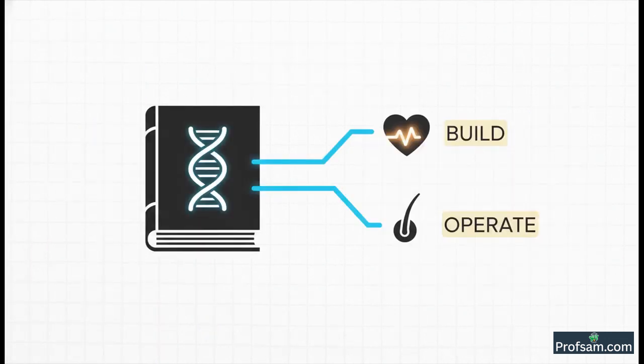And what kind of instructions are we talking about? Literally everything, from how to build your heart to the color of your hair. And it's not just about building, it's also about operating all the systems that keep you alive day to day. So you can see, without this manual, the machine simply cannot be built or run correctly.